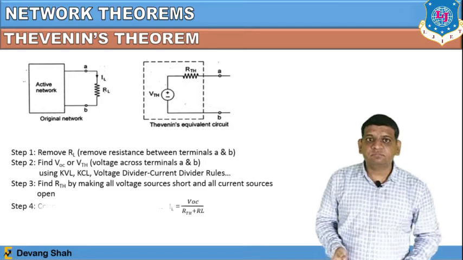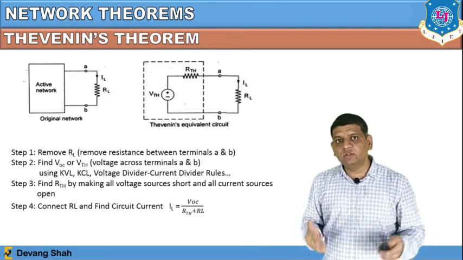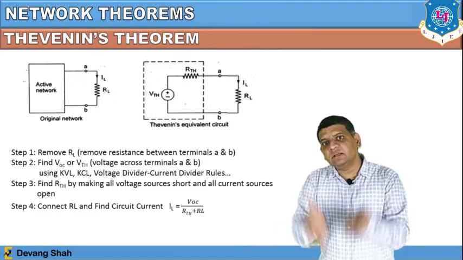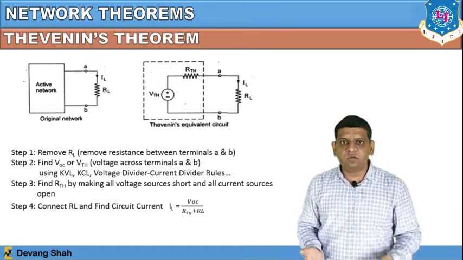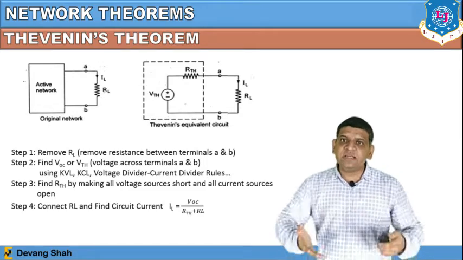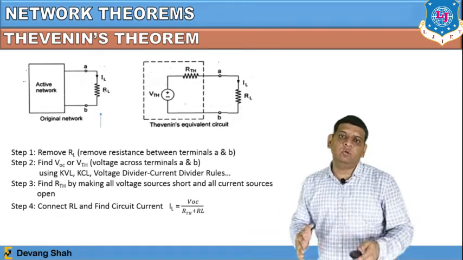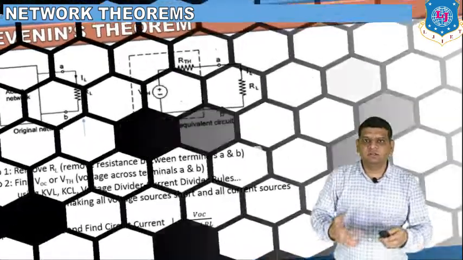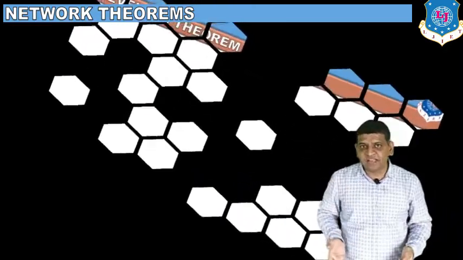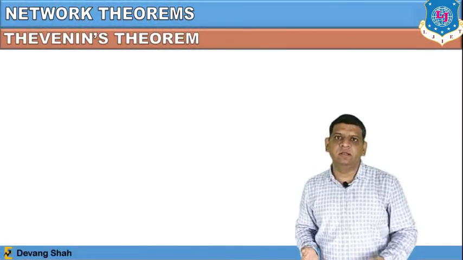And finally you have to connect RL. Once you connect RL, you can find the circuit current by using this equation: IL is equal to VTH divided by RTH plus RL, right? Now let's apply all those four steps in one example. So we define one example here.